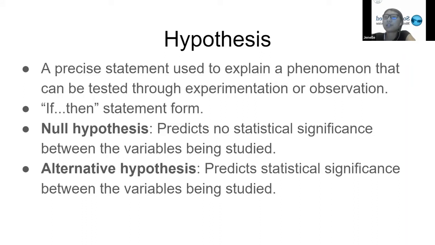And then the alternative hypothesis predicts that there is a statistical significance between the variables being studied. And so in that case, it might be something like increasing the amount of light exposure would lead to a significant difference between the rate of photosynthesis of the plant. And so usually when we are doing experiments, we are trying to reject the null hypothesis in order to keep that alternative hypothesis, what we're really looking for.